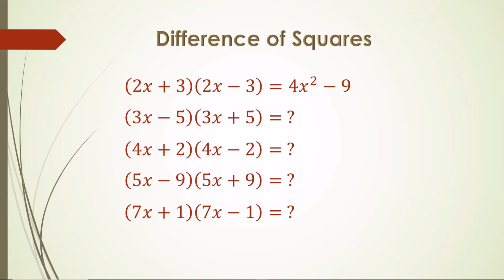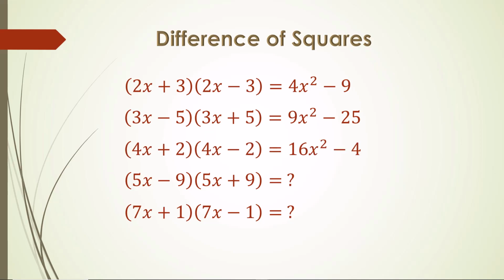Let's look at these next examples. Think about the answer for each, and then see if you got it right. Pause the video if you need more time. 3x minus 5 times 3x plus 5 fits the pattern, and the result is very simple. 9x squared minus 25. The perfect squares of each term subtracted.